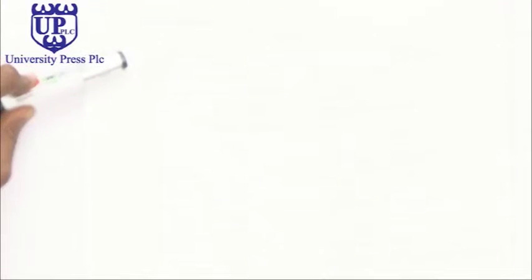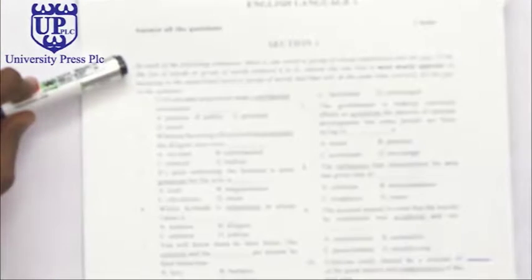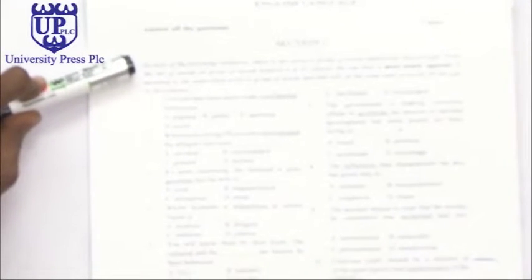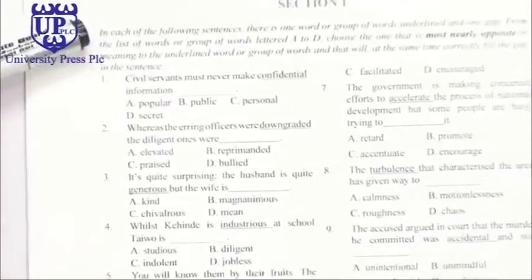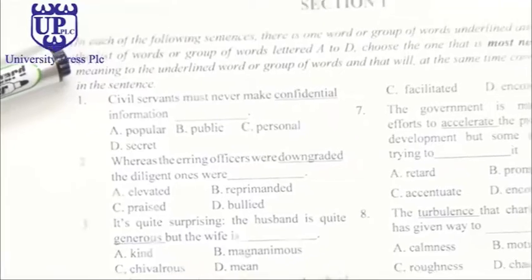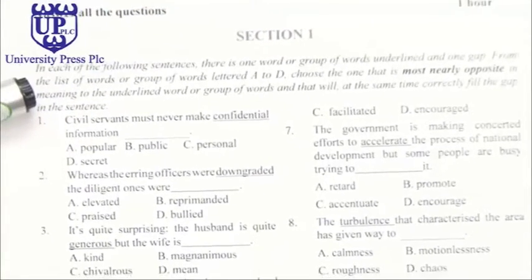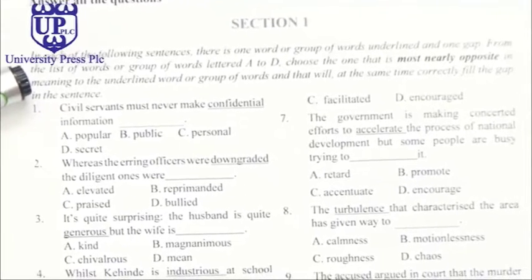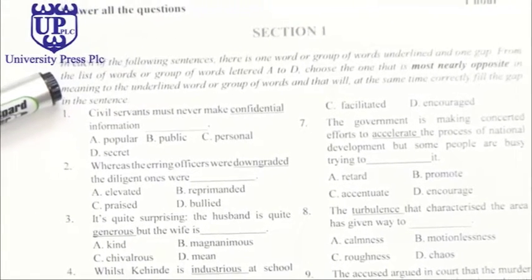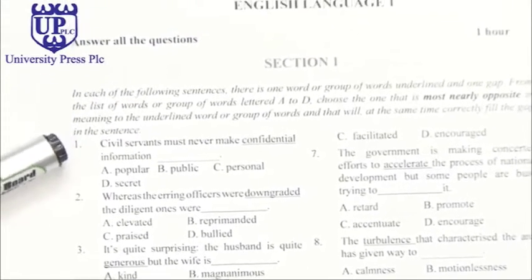Answer the questions. In each of the following sentences, there is one word or group of words underlined and one gap. From the list of words or group of words lettered A to D, choose the one that is most nearly opposite in meaning to the underlined word or group of words, and which will at the same time correctly fill the gap in the sentence. Let's look at number 1.